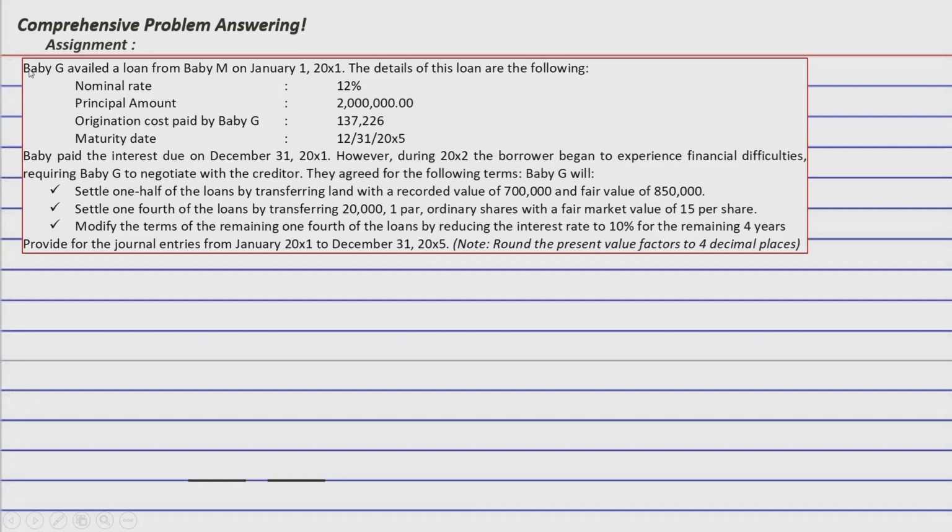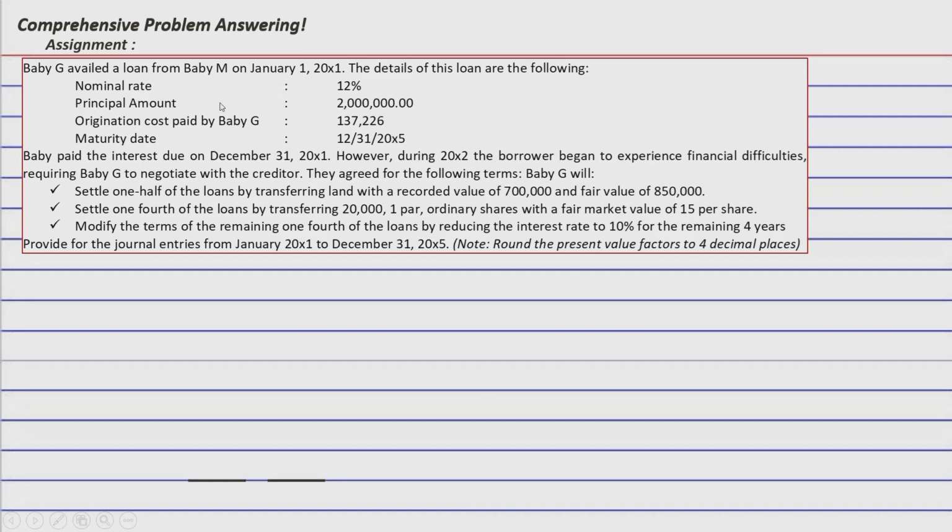So, we have here, Baby G availed a loan from BBM on January 1, 20X1. The details of this loan are the following. The nominal rate is 12%, the principal amount is 2 million, and the origination cost paid by Baby G is 137,226, and the maturity date is 12/31/20X5 or year 5. So basically, Baby G did not receive the full 2 million. Baby G only received 1,862,774.